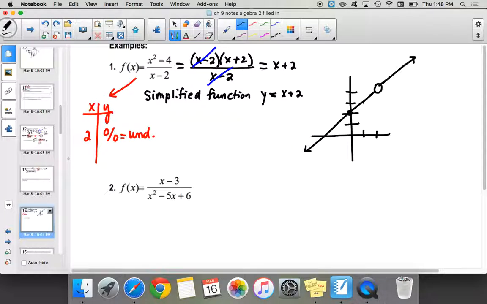Wait, do you mean like when we plug x in for the original problem? Yeah, if you plug it in for the simplified, you do get 4, right? So it's clear that there's something happening at that point 2 comma 4, but in the original it was undefined.